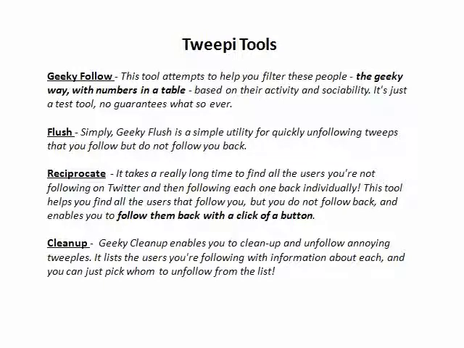Reciprocate. It can take a long time to find all the users you're not following on Twitter and then follow each one back individually. This tool helps you find all the users that follow you but whom you do not follow back, and then you can follow them with the click of a button. Cleanup. Geeky Cleanup enables you to clean up by unfollowing annoying tweeps. It lists the users you're following with information about each one, and you can just pick whom to unfollow from that list.